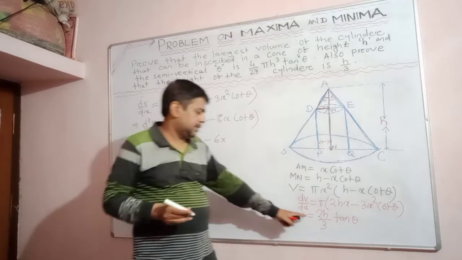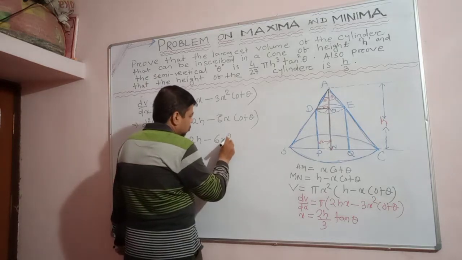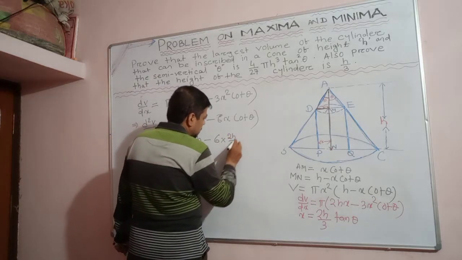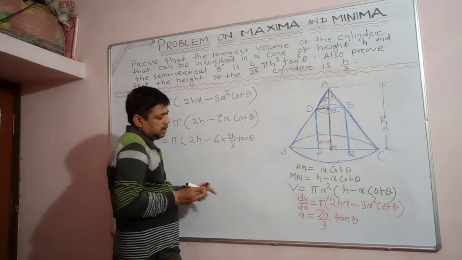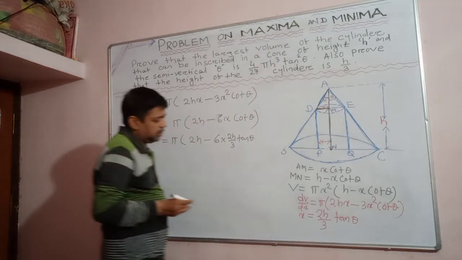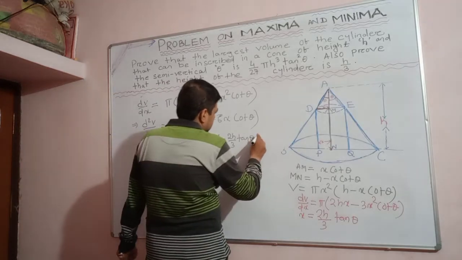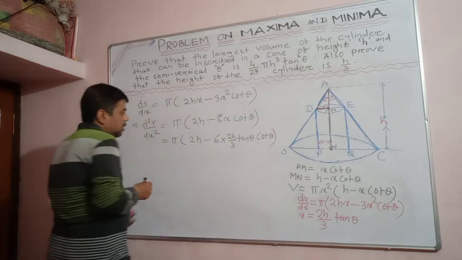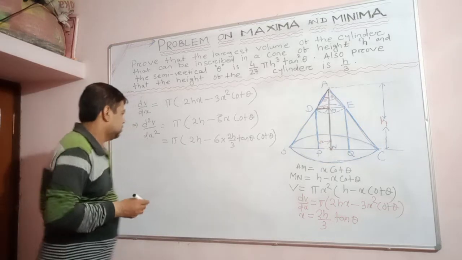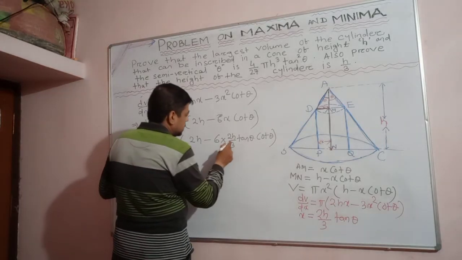Okay, so that is equal to pi whole into 2h minus 6 into the x value. What is the value of x? 2h upon 3 tan theta. Let us put this value, 2h upon 3 tan theta in place of x. In place of x, can you write 2h by 3 tan theta? Can you write? Yes. Okay. So you see now, tan theta cot theta will be 1, and it will be cancelled.